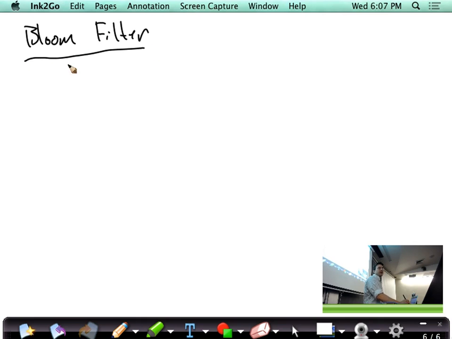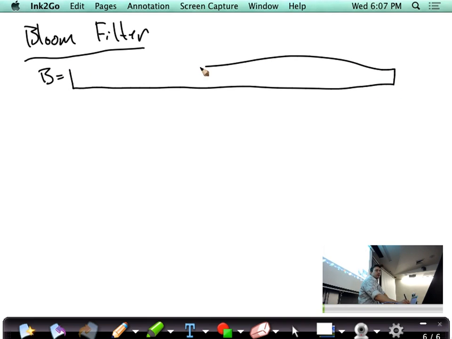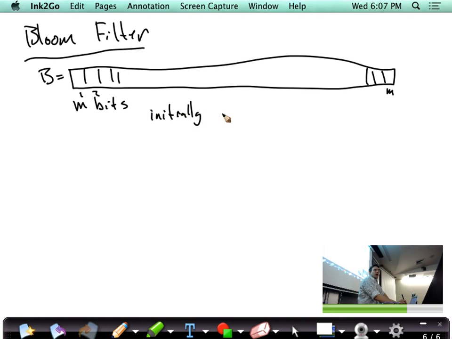Okay, so the idea is I'm going to have this table B, which is going to look like this, and it's going to have M bits. So this is from 1 up to location M, and initially all b_i are equal to 0. So all these values are set to 0 initially.